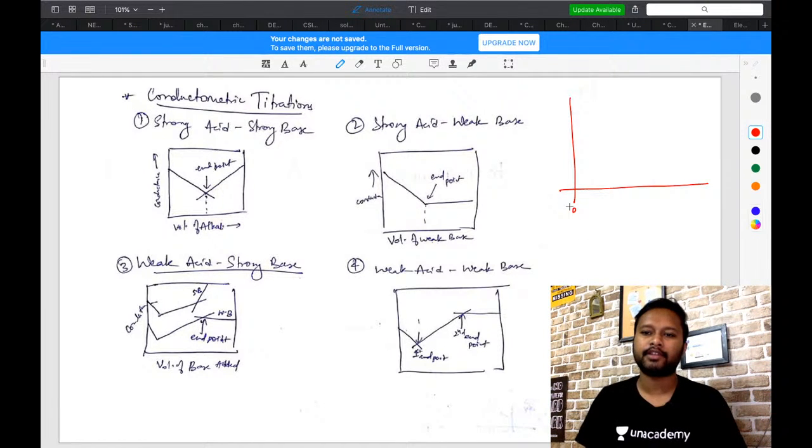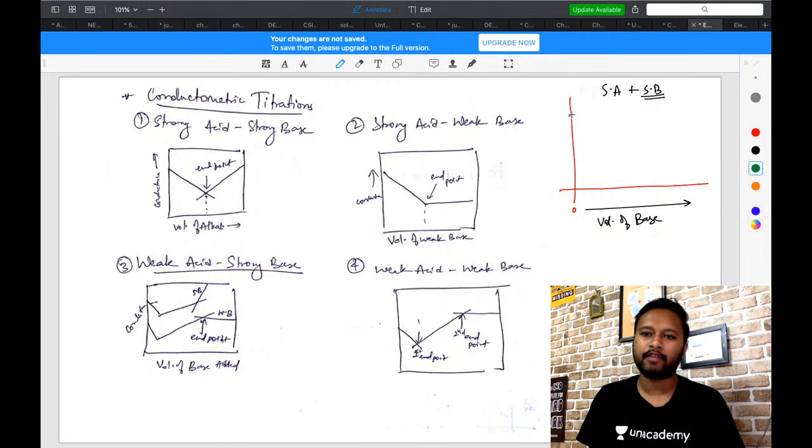Let's say this is the point 0, where you have not added any alkali. You have just acid in the solution, let's say a strong acid, and a strong base is the titrant. You are titrating against a strong base. So at 0, here I am writing the volume of base or volume of alkali which you are going to add. Initially it will be 0, so you only have a strong acid in the solution, right?